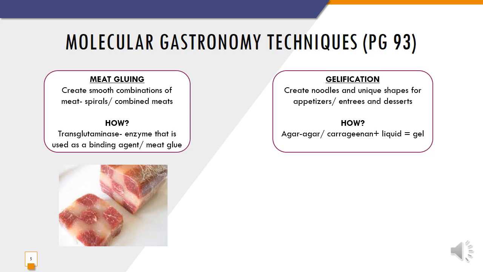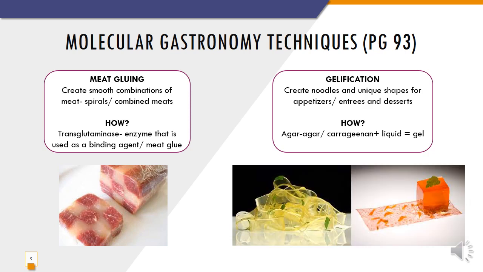Next up is jellification. These create noodles and unique shapes for appetizers, entrees, and desserts. It is done by using agar-agar or carrageenan moss, plus a flavored liquid that creates a gel. In the pictures below, you can see noodles that are translucent, as well as leathers and jellies.